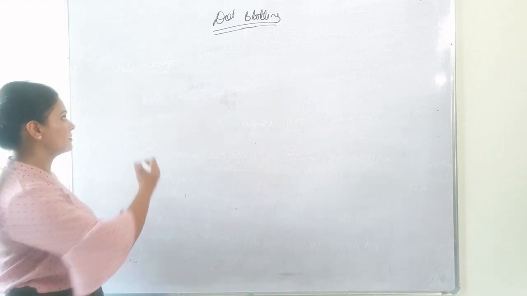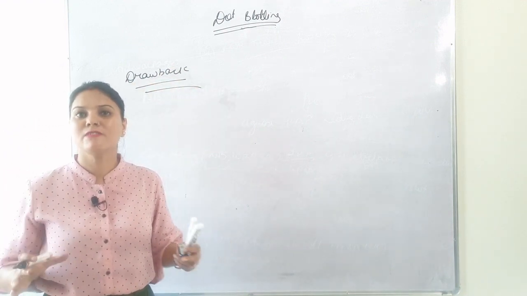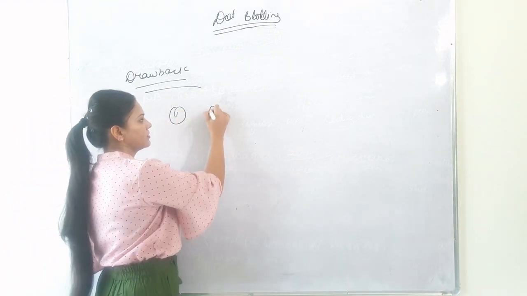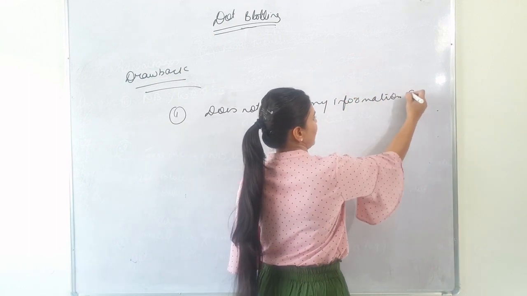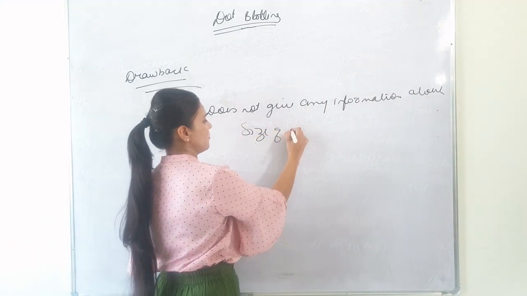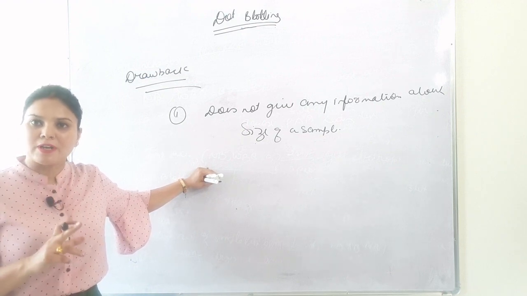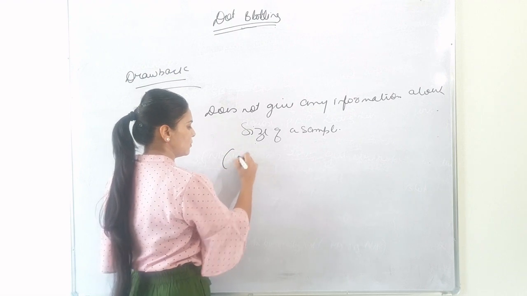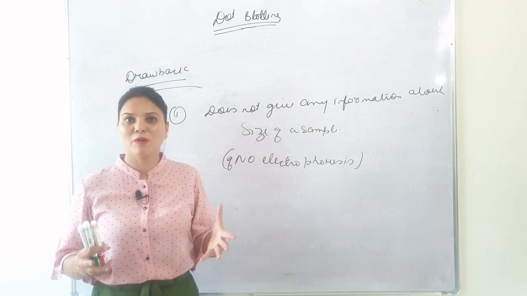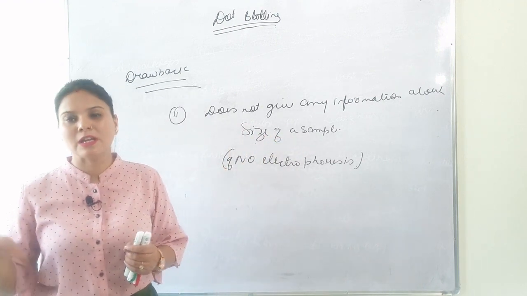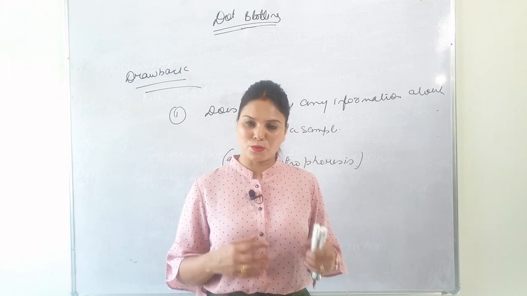Now, the drawback of dot blotting. One major drawback of dot blotting is that it does not give any information about the size of the sample, because we have not performed electrophoresis, which separates the sample according to size. The rest of the 3 blotting techniques tell us the size of the sample along with its presence in a transgenic organism.